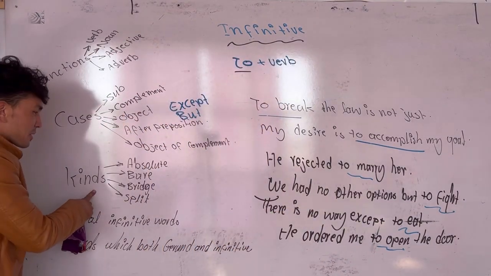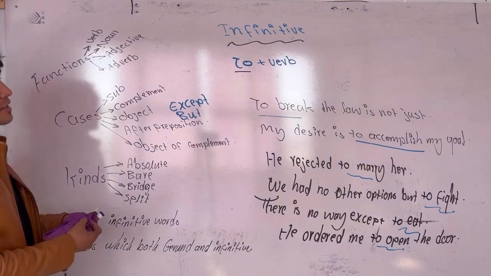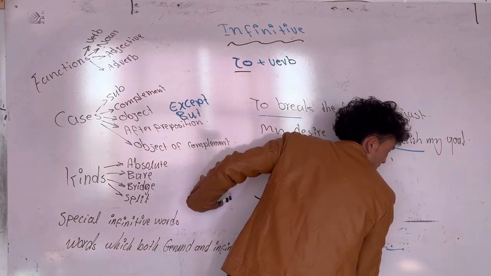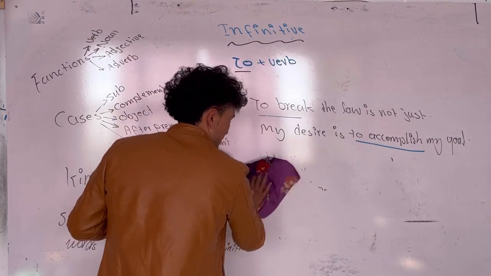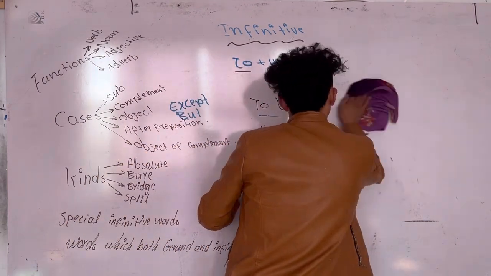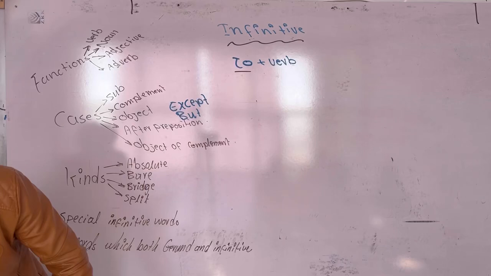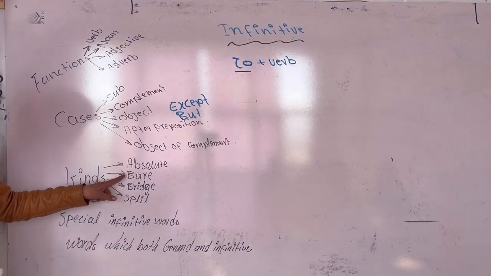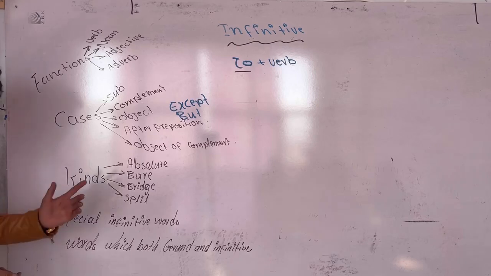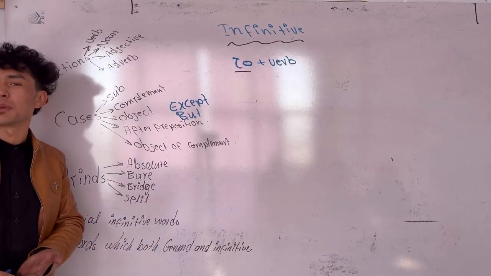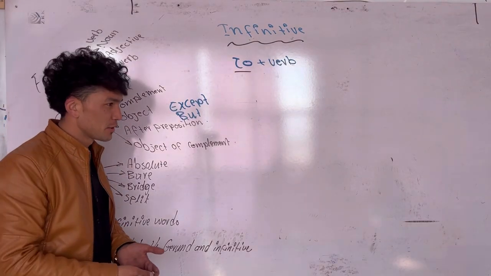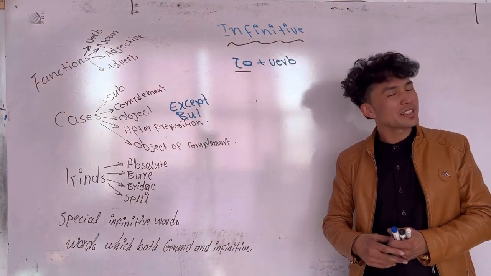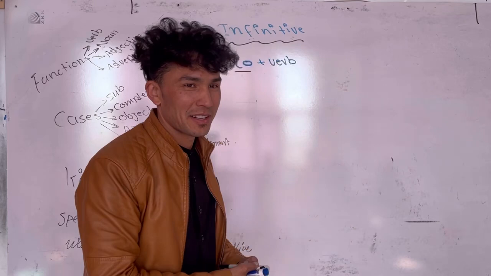Okay, the third thing we'll talk about is the kinds of infinitives. There are so many kinds of infinitives we're going to talk about. Look at the kinds. How many kinds do you see here? 1, 2, 3, and 4. Can you read them? Have you ever seen them anywhere? You barely see them. Absolute.